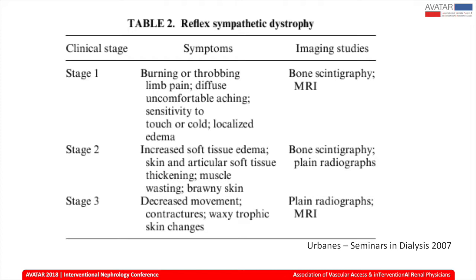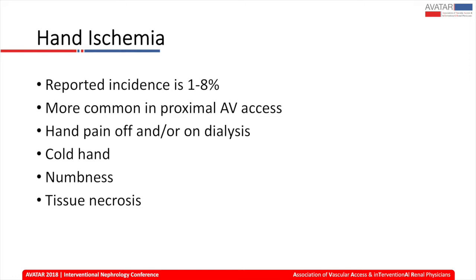And again, in literature, this has been described to be present in 3 different stages, starting with stage 1, where there may be burning and throbbing pain with minimal edema, sensitivity to touch and cold. Stage 2, there is increased soft tissue and muscle edema, and stage 3, when there is difficulty in hand movement, as well as development of contractures. And imaging techniques, especially MRI, have been shown to be somewhat beneficial in making this diagnosis.